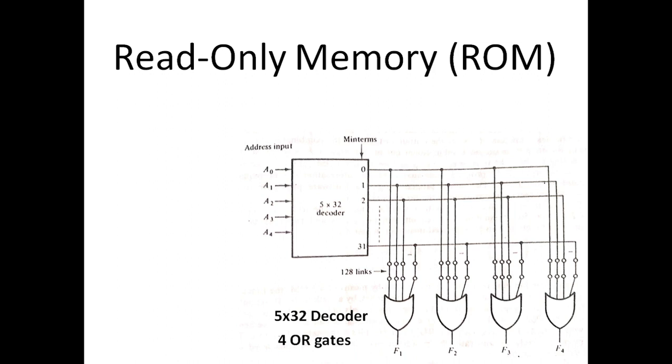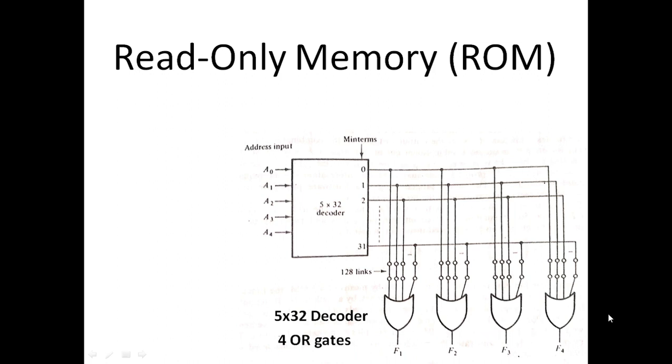Read-only memories are combinational circuits which consist of a decoder and some OR gates, depending on the number of outputs of the ROM. And there are fuses that can be broken if needed, and this task of breaking fuses is called programming the ROM. This is an example of a 32 cross 4 ROM, which consists of a 5 cross 32 decoder, and there are 4 OR gates which represent the outputs.